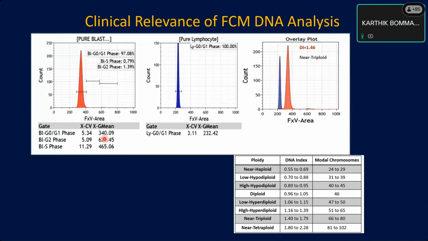So the DNA content is 340 and the lymphocyte DNA content is 232. The ratio is 1.46. So it is near triploid. Clear? Now you got the idea of what is the DNA index, right? We need not memorize all these numbers. Just one range to remember, 1.16 to 1.39. If the DNA index is in this range, we call it high hyperdiploidy, right? Clear? Any doubts?